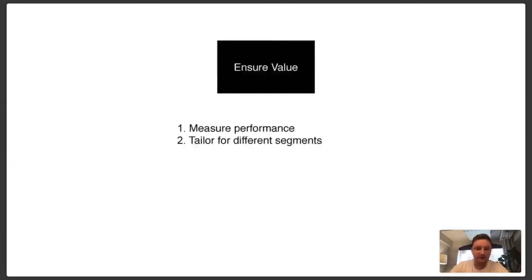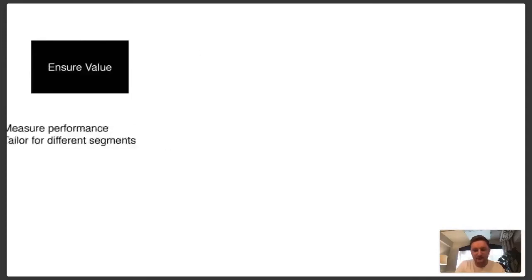So next part is ensure value. So obviously, if you're promising, it's a very common thing, so I haven't stopped on it for a long time. But if you're offering something, you should ensure that users are getting this value. So always try to measure performance. For example, if you're a carpooling service or taxi app, and you're offering a premium product instead of just economy, you should always give a premium experience and tailor your experience for different segments of your users. Try to make a custom value proposition for different segments of your users.